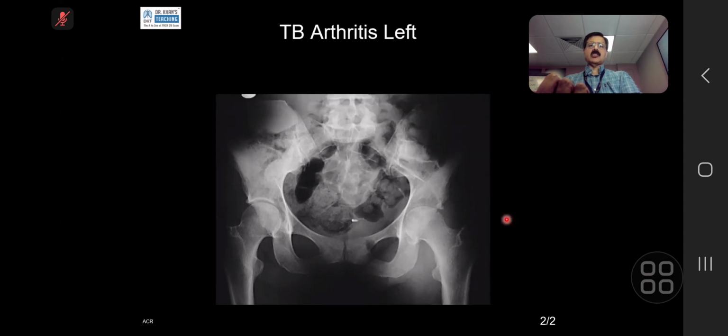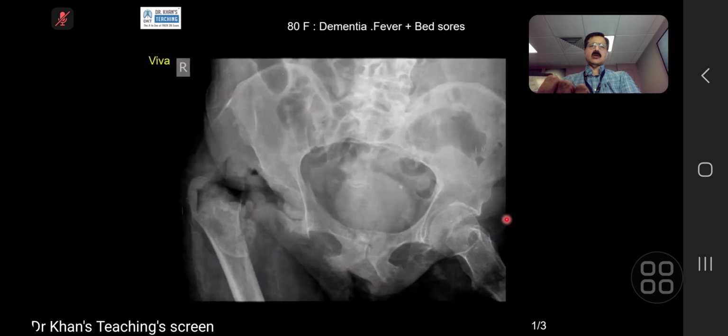And this case ultimately proved to be TB, but nobody is asking you, or nobody can diagnose that this is TB. Just say that this is infection, septic arthritis. Next case.